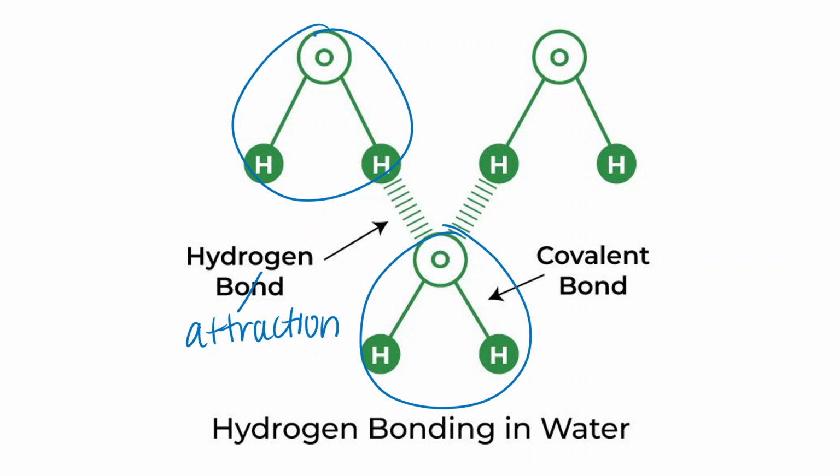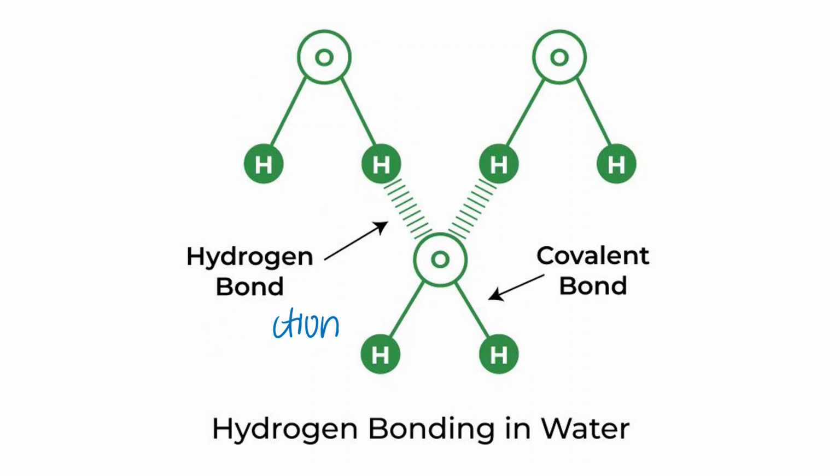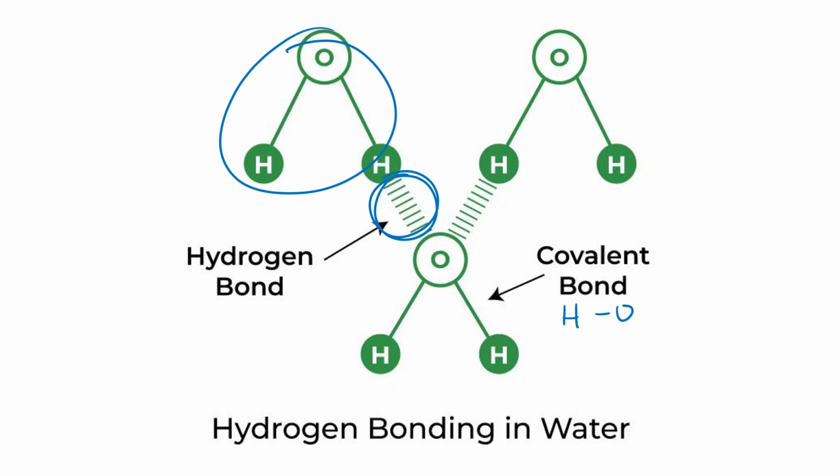molecule. This is confusing to students because when they see hydrogen bond, they think I mean this guy. This isn't a hydrogen bond. This is a covalent bond that happens to be between an oxygen and a hydrogen, but it's not a hydrogen bond. This is a hydrogen bond where we're showing the attraction of one molecule to a completely different molecule.